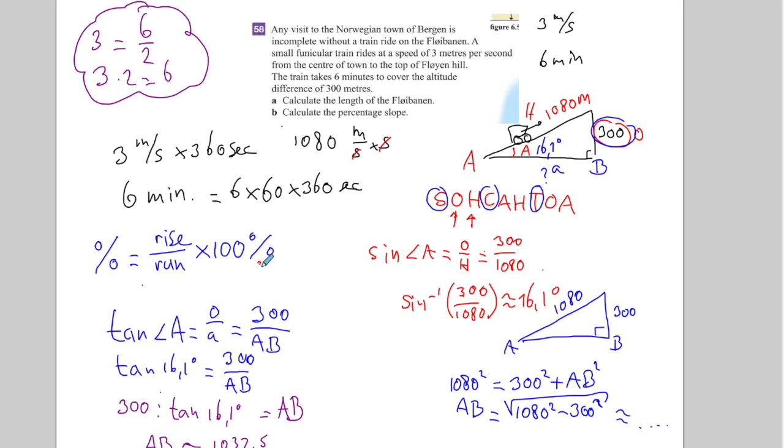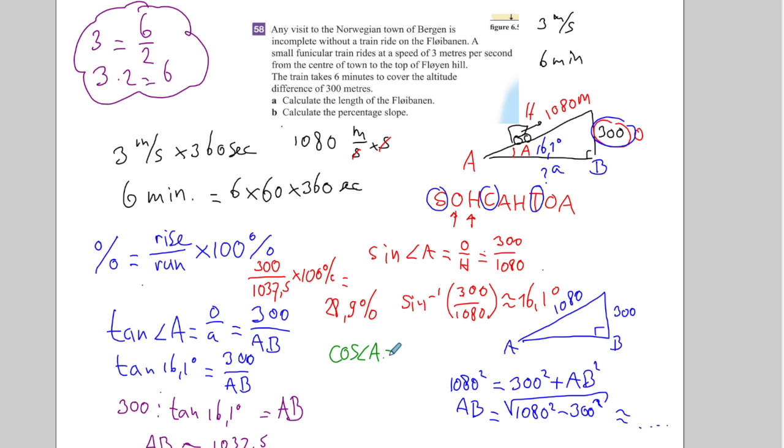My percentage now is very easy to calculate because I just filled it in. My rise is 300 divided by 1037.5 times 100% equals 28.9%.